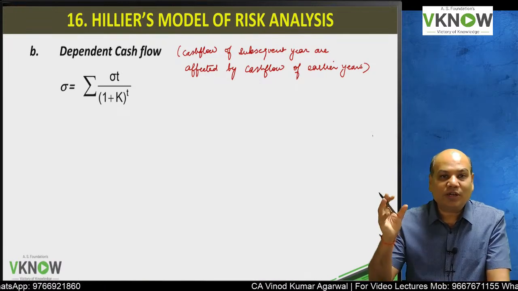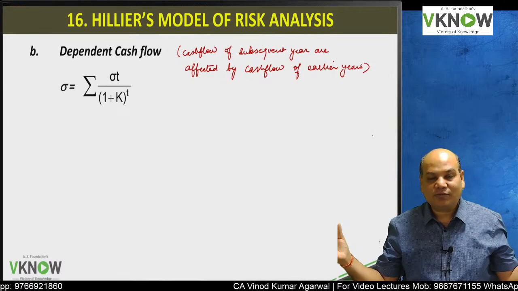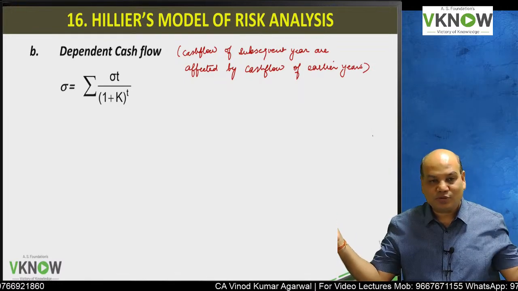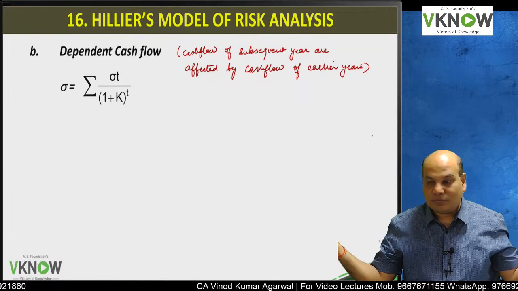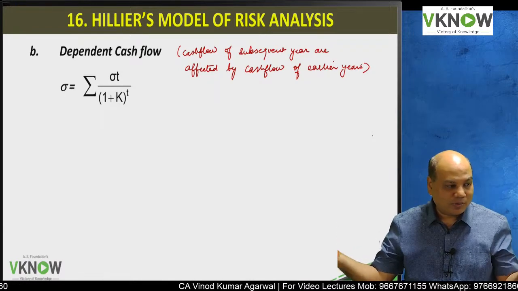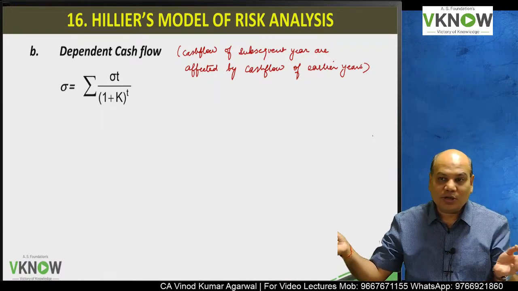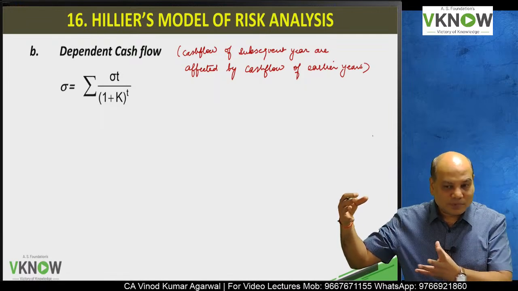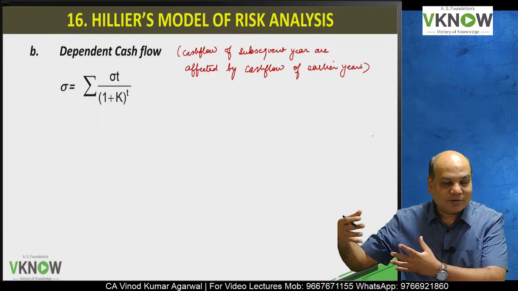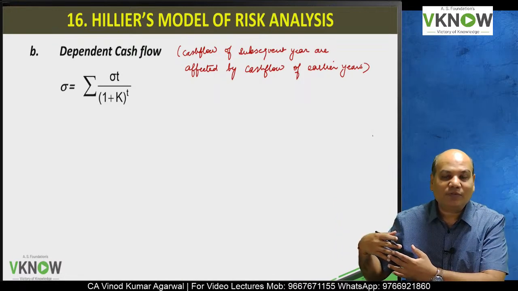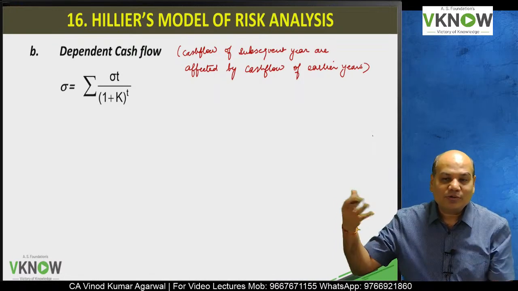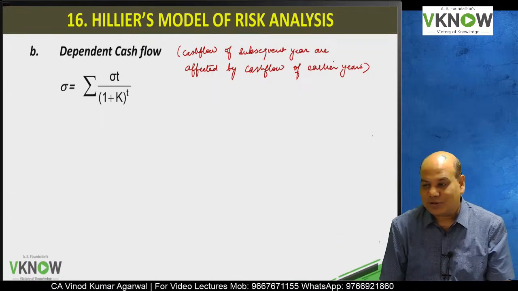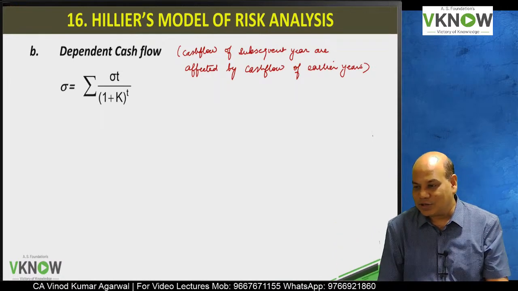But in a movie theater, first week blockbuster movie, people will come. Second week flop movie, people will not come. So here, in the case of, let's say, the movie business, the cash flow of the second week is not affected by the first week. It will depend on what movie is released in the next week. So that is independent cash flow.